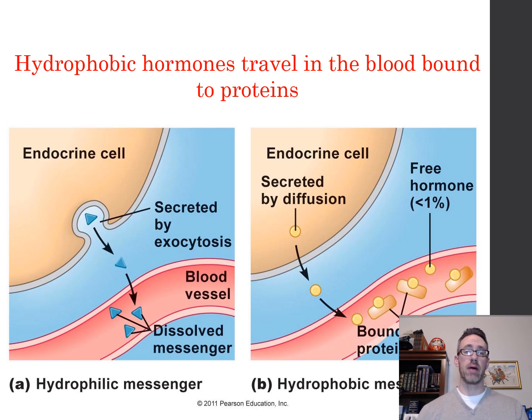If the unbound or free hormone is getting used up by the cells, or interacting with the cells, then more hormone will unbind from the proteins in order to keep that equilibrium. Same thing goes if you have an influx of hormone into the plasma: 99% of that will then bind to the protein and keep that unbound proportion fairly consistent.